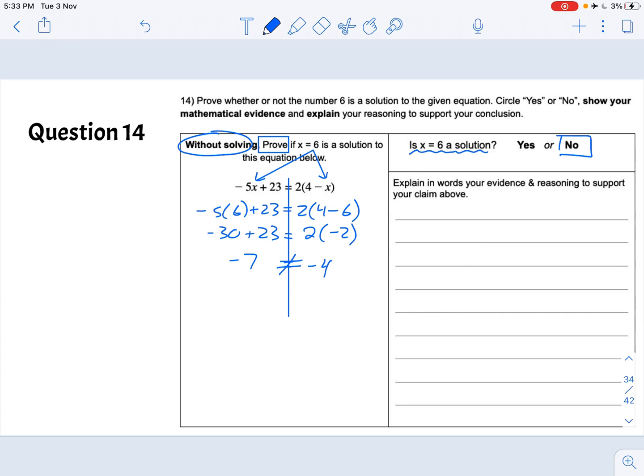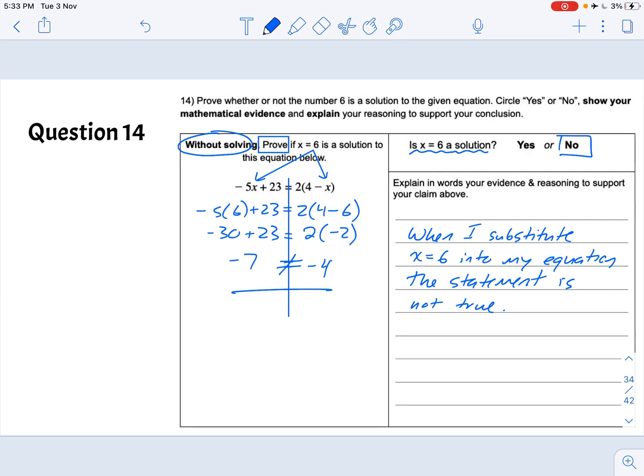If I was going to explain that in words, it could be worded a little bit differently, but it would be something like, when I substitute x equals 6 into my equation, the statement is not true. Or something like that. You don't have to word it exactly the same. The reason it's not true is because those last two numbers are not the same.